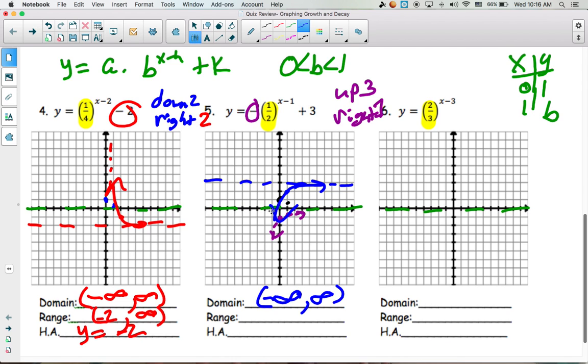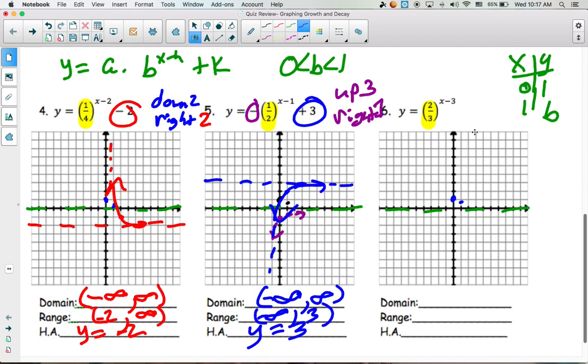Range is the bottom and the top. The bottom is going down, so that would be -infinity. And then at the top is your horizontal asymptote, which is at y equals 3. And the equation would be y equals 3 as well. Number 6, we have the point 0, 1, and 1, b. b is 2/3, which is 0.67, so we'll just estimate where we think that's at.